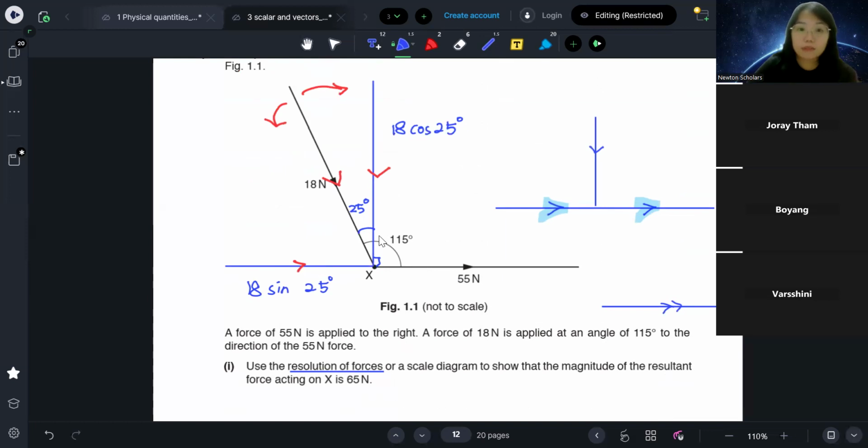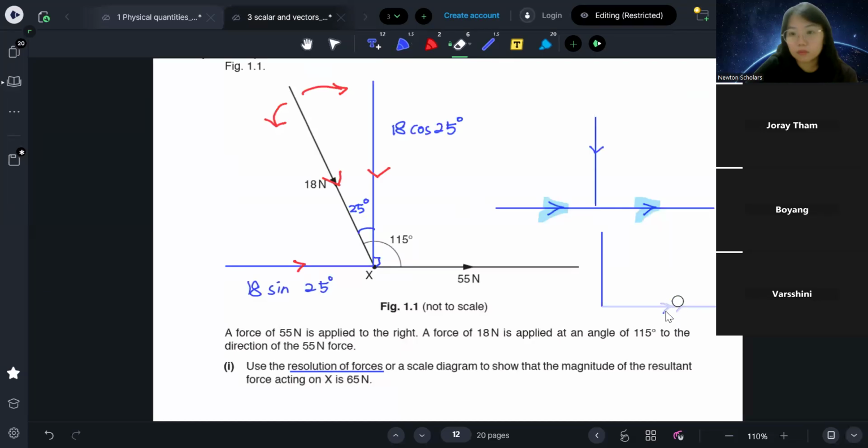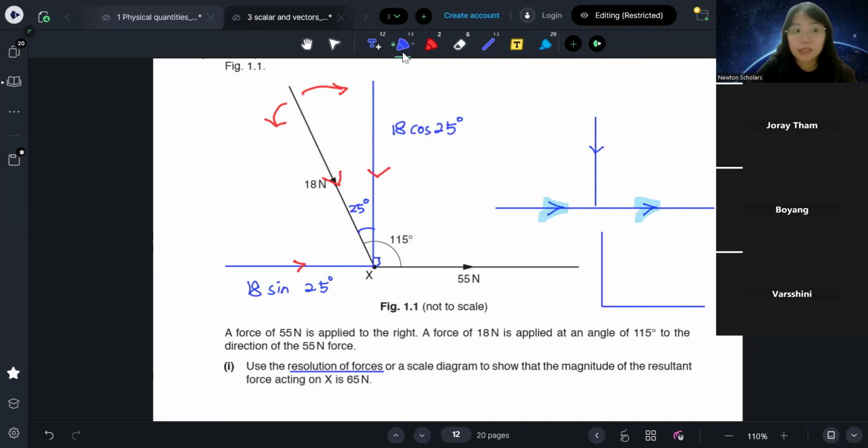Okay? Then after we resolve, we can ignore the 18 because it already got a vertical and horizontal force. Okay? So I want you, the bottom part here, horizontal, you find your resultant. Then the vertical will still remain. Then, actually, you can find the resultant force already. Do you know why? This is 90 degree, we can use Pythagoras theorem.